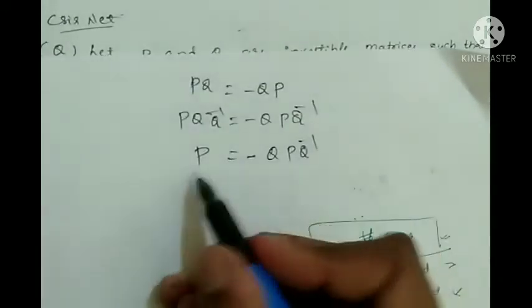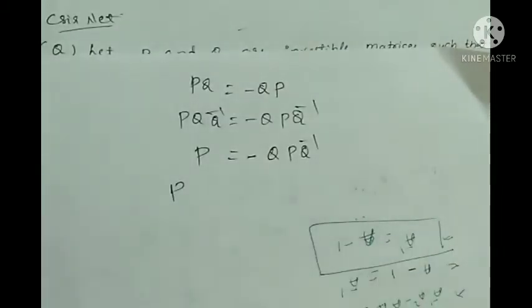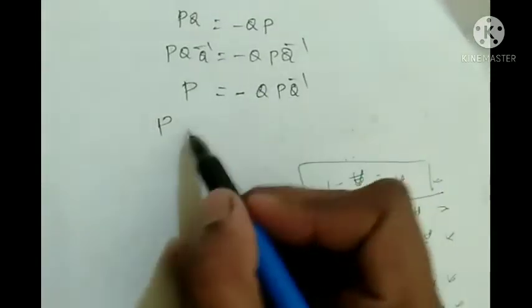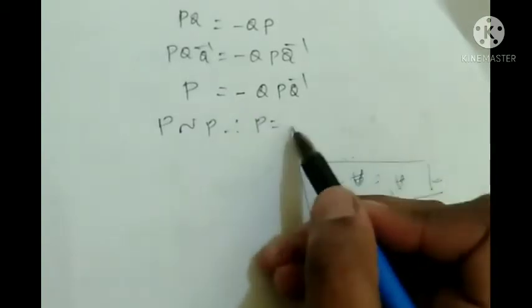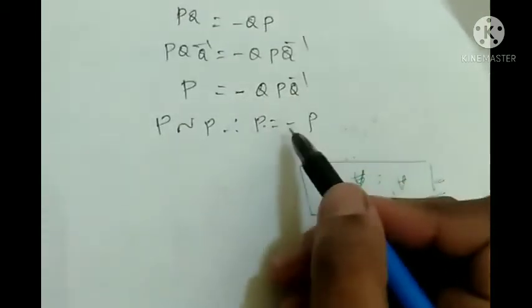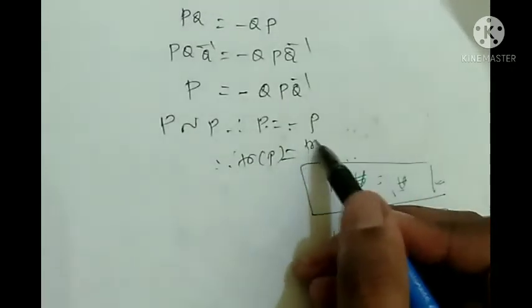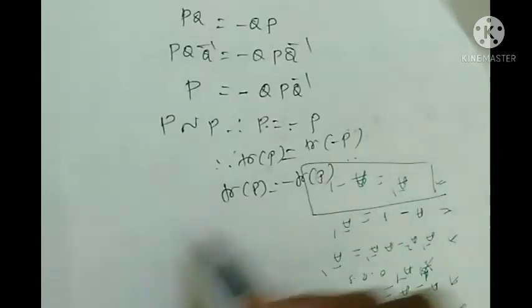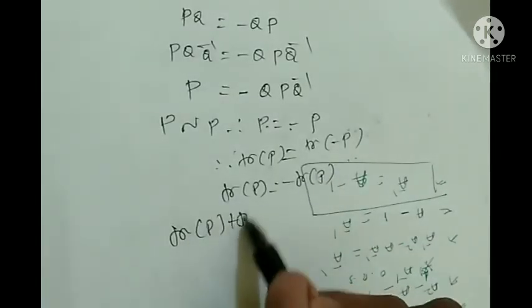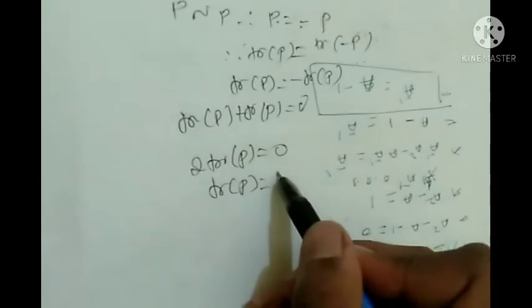By similar matrices, P is similar to minus P, therefore P is equal to minus P. We write it like this, P is equal to minus P. Therefore trace of P is equal to trace of minus P. Then trace of P is equal to minus trace of P. Therefore trace of P plus trace of P is equal to 0. 2 times trace of P is equal to 0. Trace of P is equal to 0.